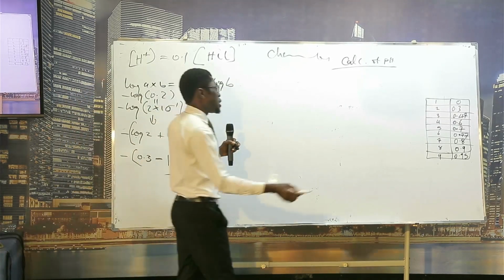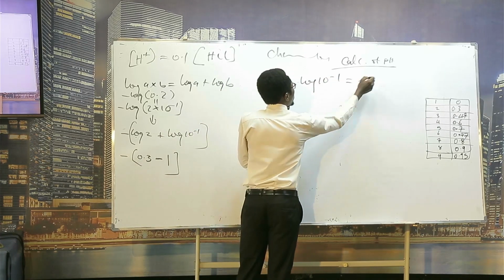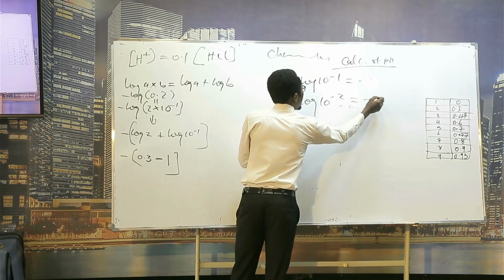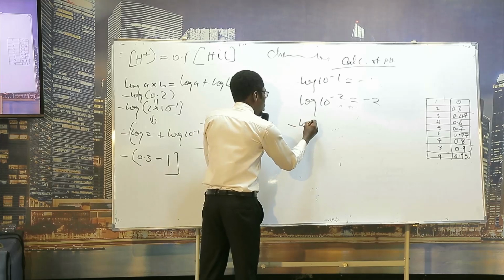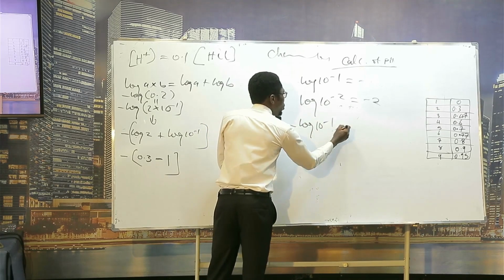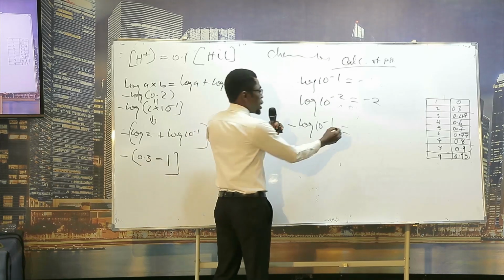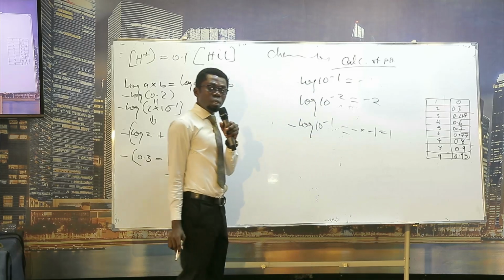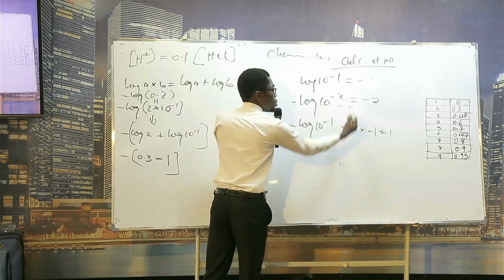This is just more of mathematics. I said that log 10 power minus 1 is equal to what? Minus 1. Log 10 power minus 2 is what? Minus 2. Do you understand me now? But if I have minus log 10 power minus 1, what will it be? 1, because you already have minus up here. That is minus times what? Minus 1. It gives you 1. That's what you mean. So, if I put minus here, what would be my answer here? Plus.